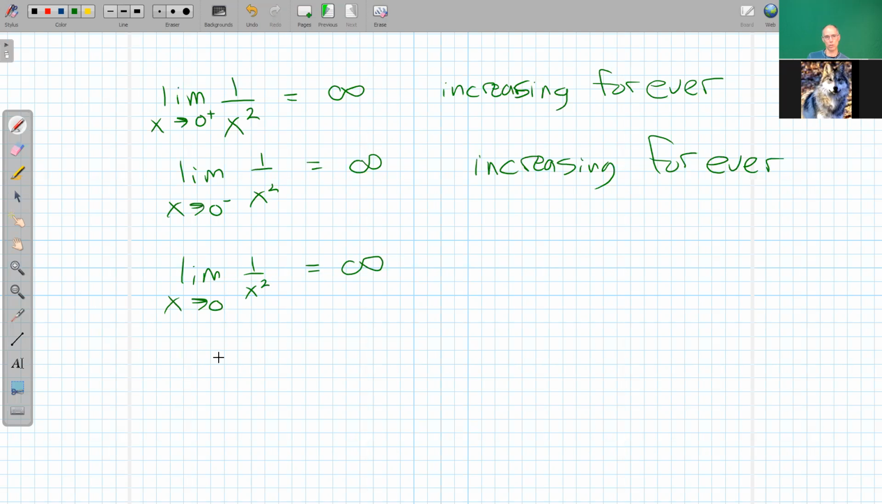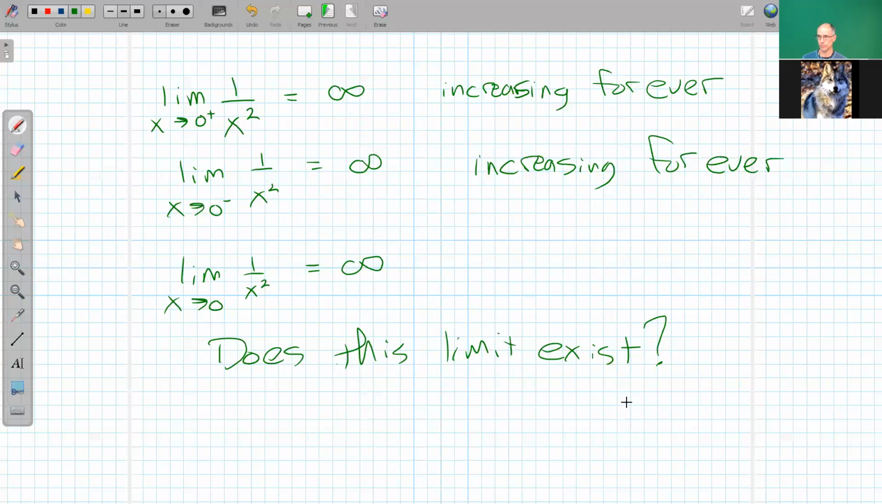Now here's a question though. Does this limit exist? I mentioned before, either a limit exists or it does not exist. Does this limit exist? No takers. Evan says yes. Okay, anyone else?